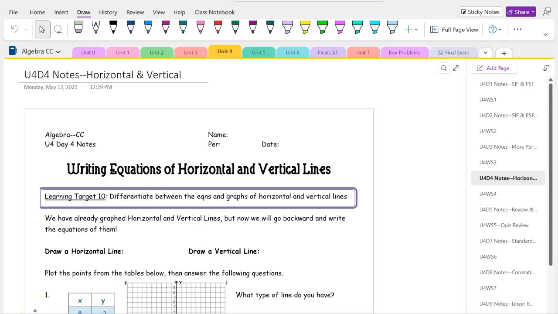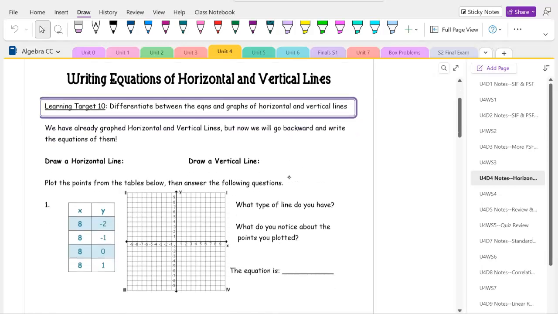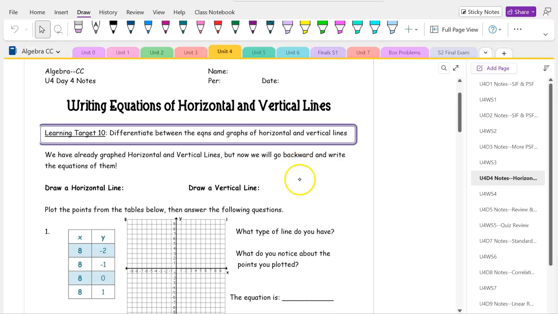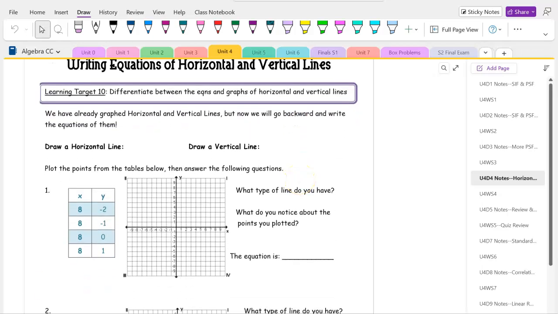Hello, Algebra 1. Today we are talking about writing the equations of horizontal and vertical lines. Now, in our past unit, you already talked about graphing horizontal and vertical lines, so a lot of this is going to be review for you. Let's start off with actually drawing a horizontal and vertical line to make sure we remember what they look like. So a horizontal line looks like this, and a vertical line looks like this.